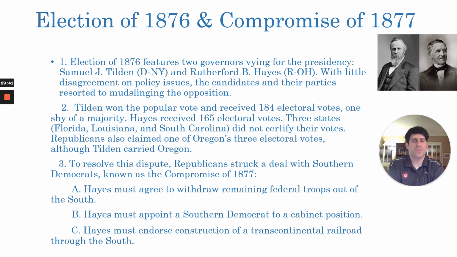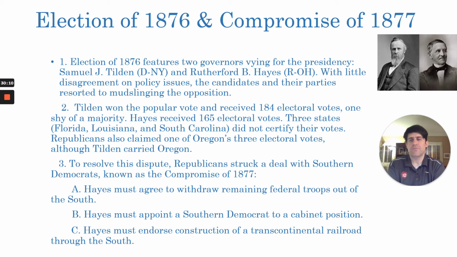How did the race turn out? Well, Samuel J. Tilden, the Democratic candidate, wound up winning the popular vote, and he received 184 electoral votes at that time, one shy of the necessary 185 votes to win the Electoral College and win the presidency. Rutherford B. Hayes, on the other hand, received 165 electoral votes.